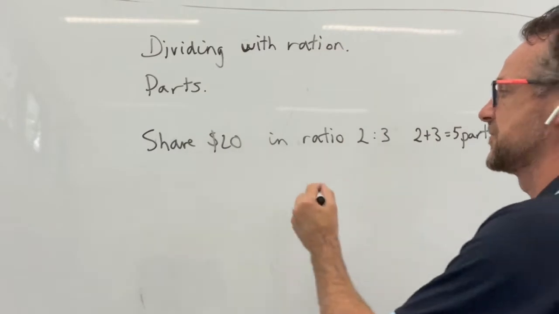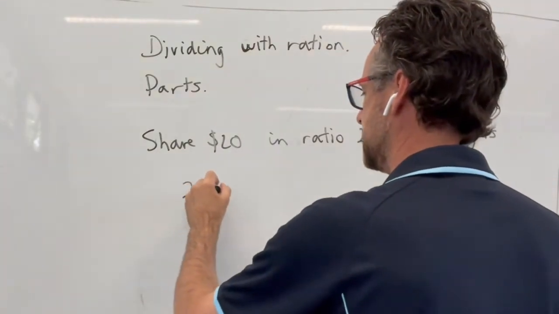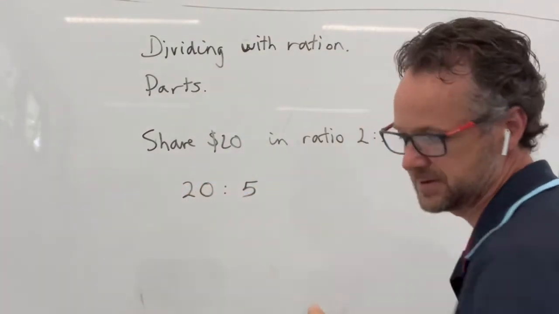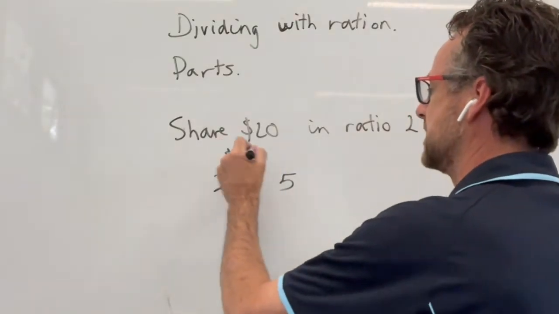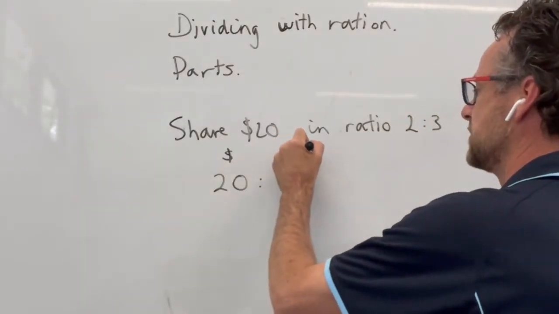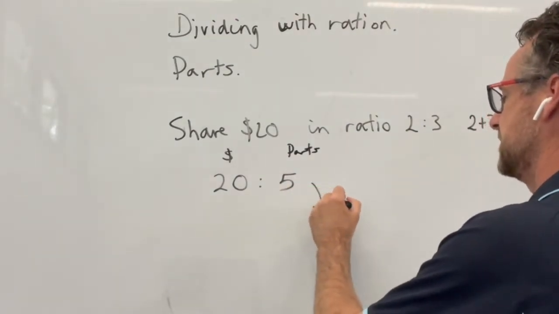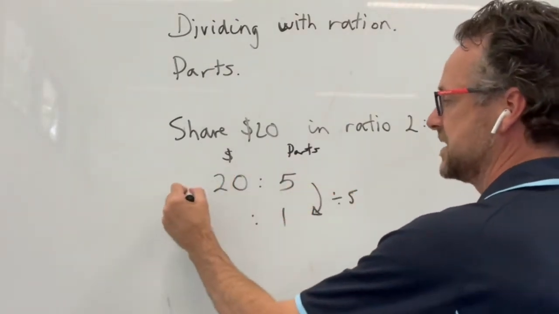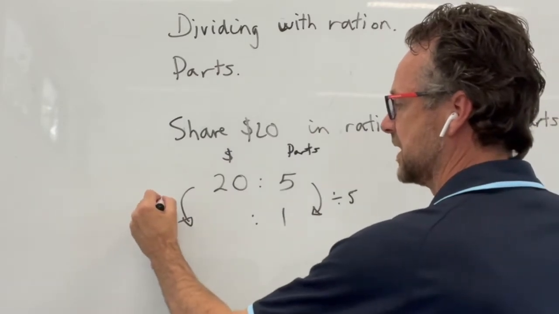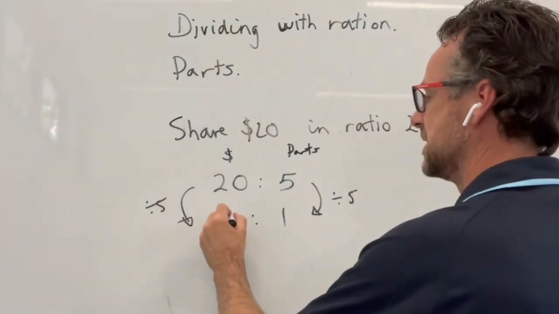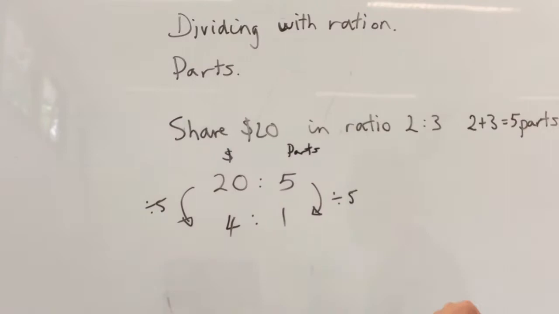Okay, so that's 20 is to 5. So this is obviously the dollar amount, and these are the parts. So we want to find out what one part is equal to. So here it'll be divide by 5 to get one part, and here divide by 5 to give the dollar value for that part. So that'll be 4. So that means for every one part there's 4.